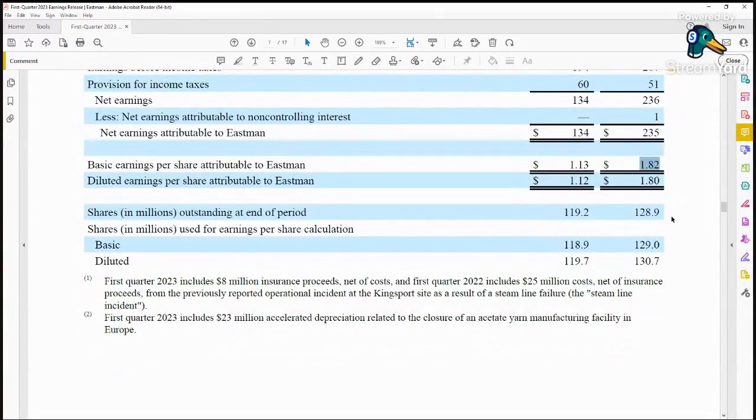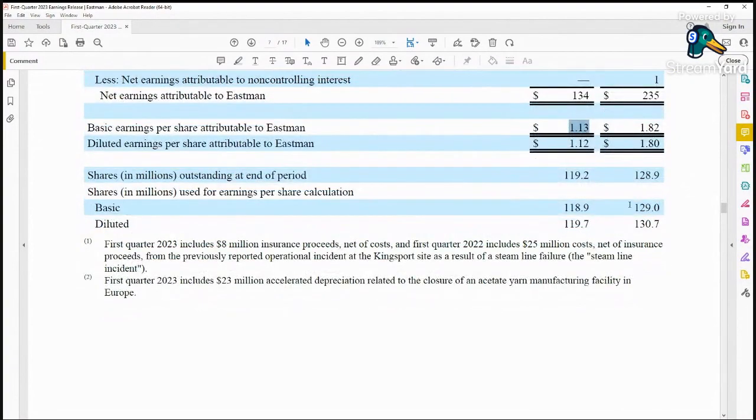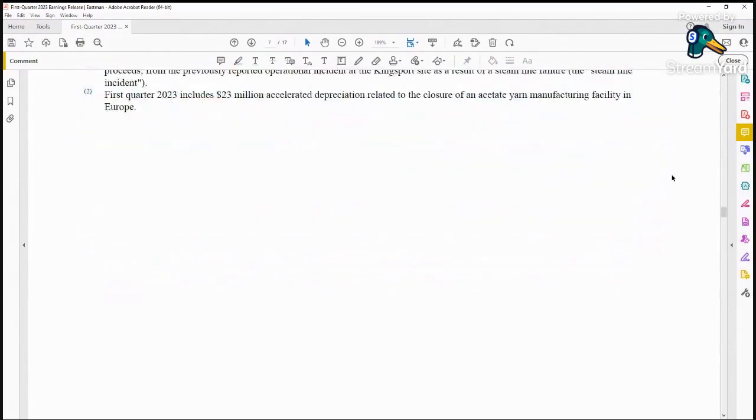So they expect a lot of growth to come later on in this year if they do expect 5 to 15% growth with the first quarter starting out like this. We do see a rather large decrease in the share count, which is something that we really like to see.